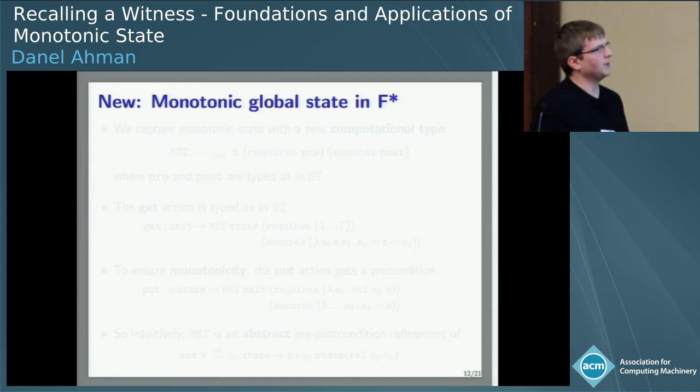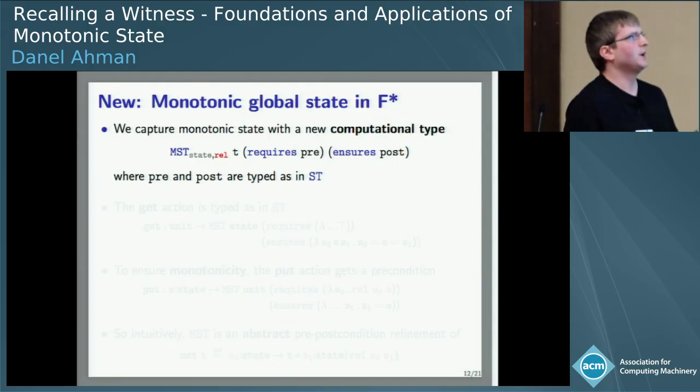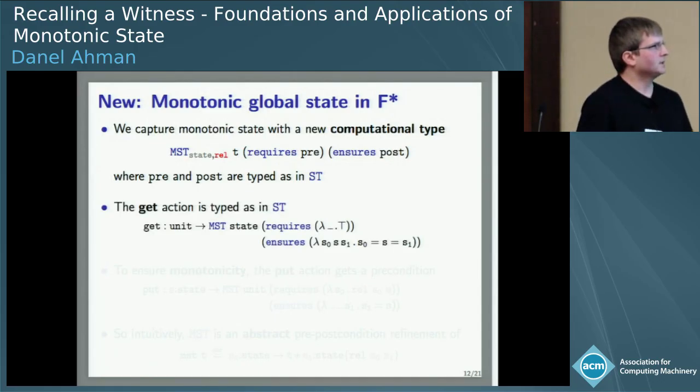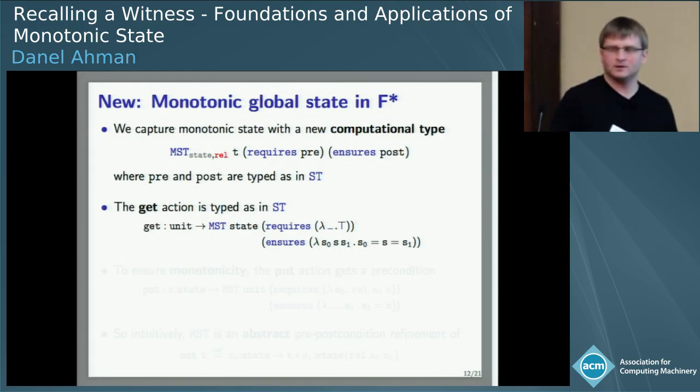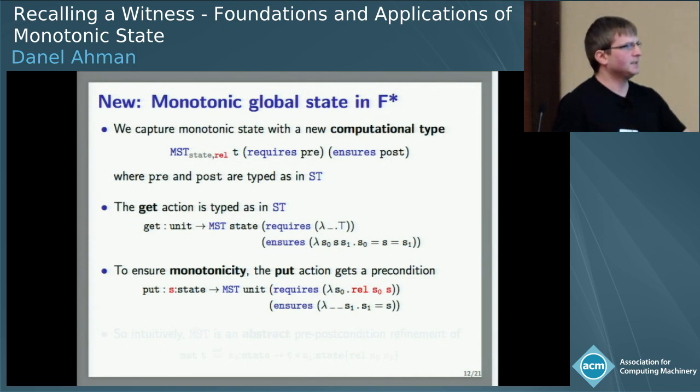So now moving on to monadic state, we are going to use a computational monadic type of this form, which is still indexed by pre and post conditions, but underneath it's also indexed by a preorder that will govern how our state can evolve. Its get action is typed as before, but for the put action, we have this extra precondition which requires that the value that you want to update the state with has to be related to the current one. So this is what guarantees the monotonicity and that all our stateful programs adhere to the preorder.